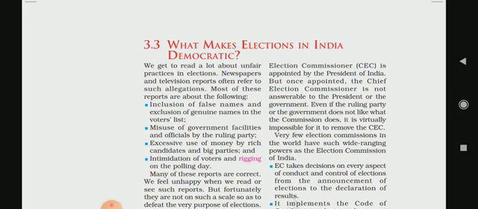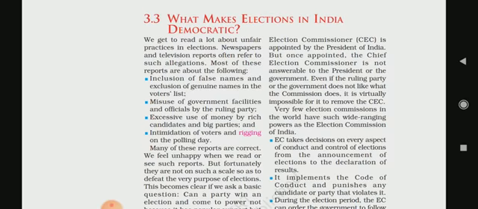So, students, after every election, there are allegations about unfair practices by all parties. Newspapers and television reports refer to unfair and illegal means used to win the elections. And rigging, very important word, it is rigging. Rigging means booth capturing, an illegal way, right? Where wrong, false activities can be seen. Okay, so this is the use of unfair practices in elections.